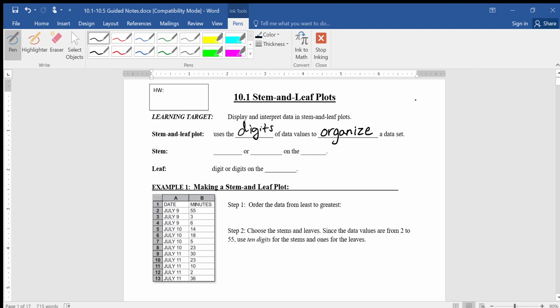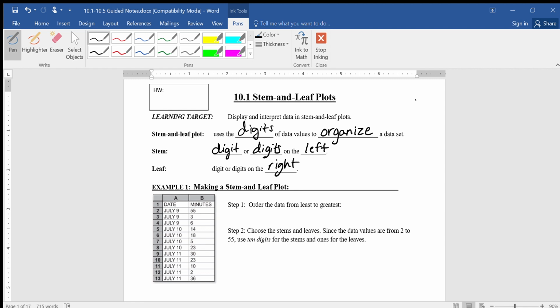The stem part is the digit or digits that are on the left of the stem and leaf plot. The leaf are the digits on the right. Okay, so the left side is the stem, the right side is the leaf. So we have our data here talking about the minutes of time.